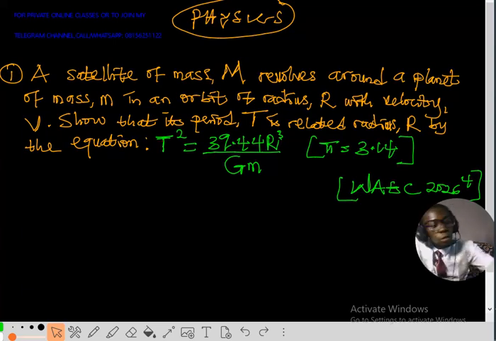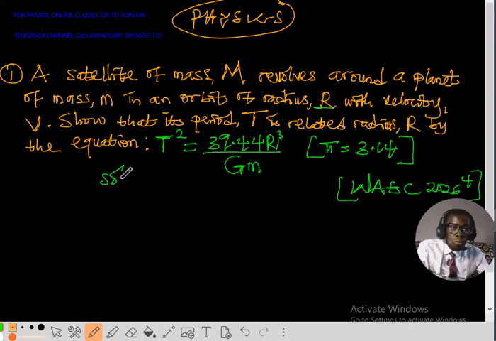A satellite of mass small m revolves around a planet of mass capital M in an orbit of radius capital R with velocity v. Now show that its period T is related to radius R by the equation T squared equals 39.44 R cubed over GM, where G is the universal gravitational constant.